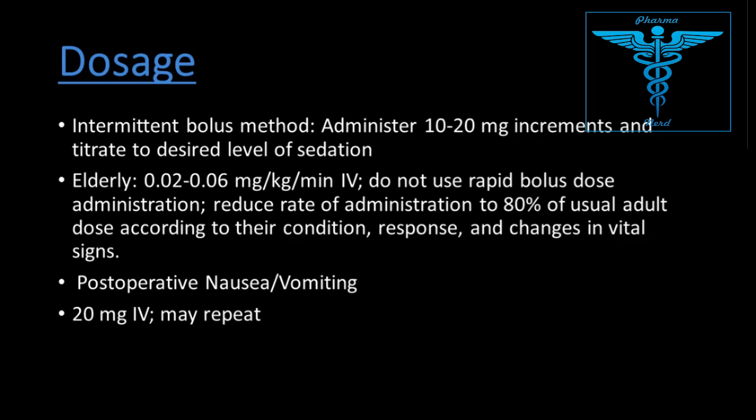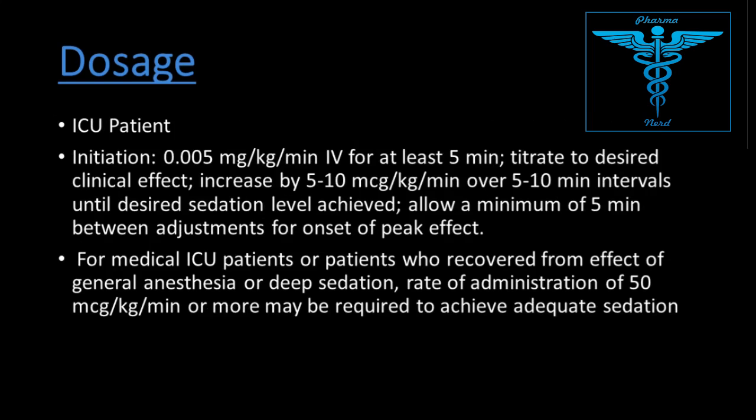Elderly: 0.02 to 0.06 mg per kg per minute IV. Do not use rapid bolus dose administration. Reduce the rate of administration to 80% of the usual adult dose according to their condition, response, and changes in vital signs. Post-operative nausea and vomiting: 20 mg IV, may repeat.